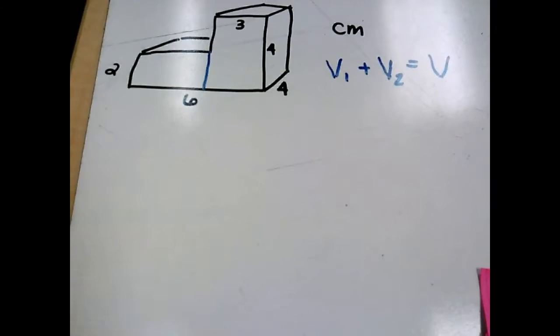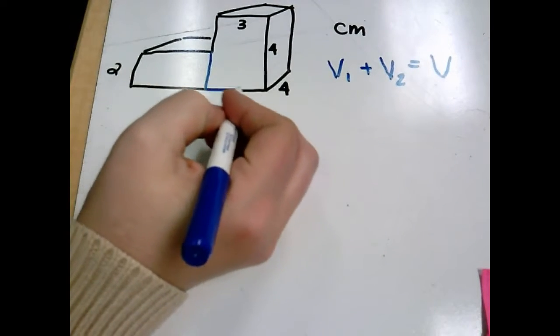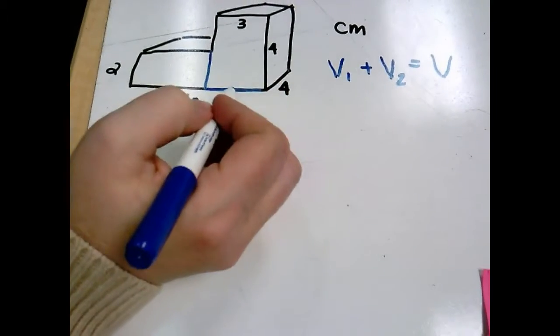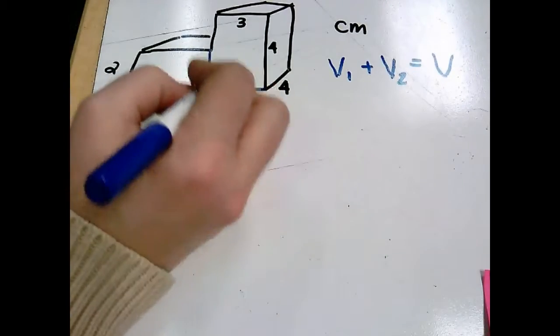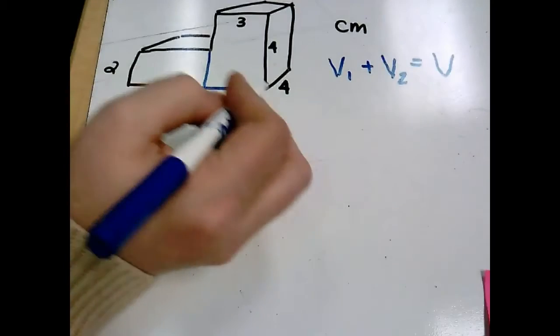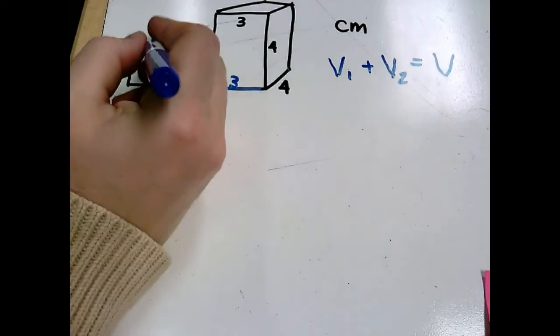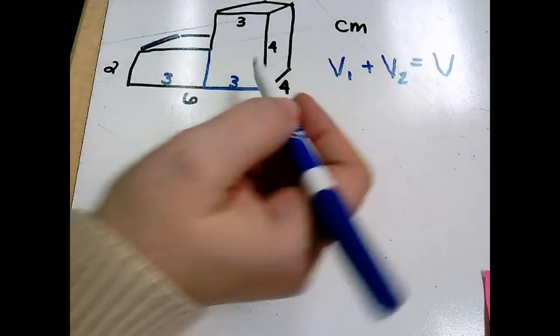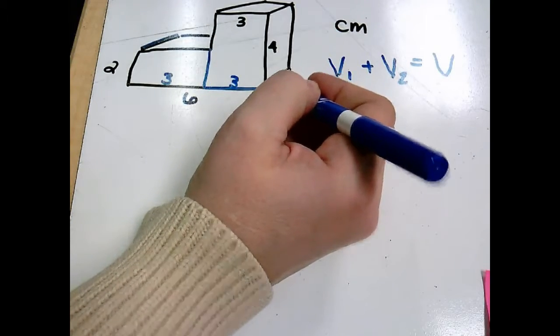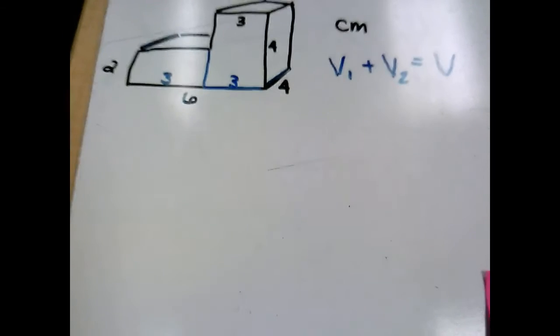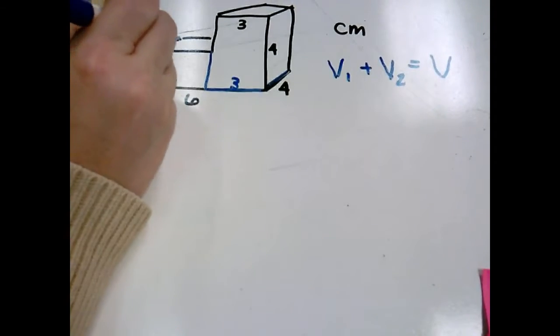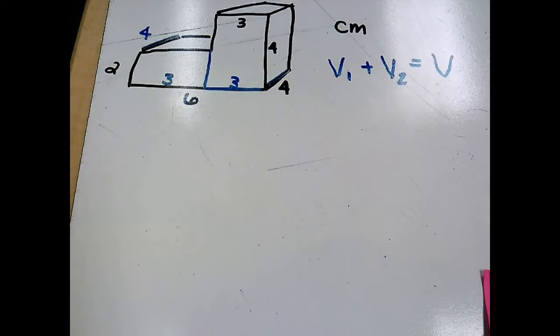So when I look here, I can see this length is 3, because that's the same as the top there. It has a total length of 6. So if it's 3 here, the total length is 6. This one must also be 3. Same here, I need this depth. But if I know that it's 4 deep on this side, it has to be 4 deep the whole way around. So that's also 4.